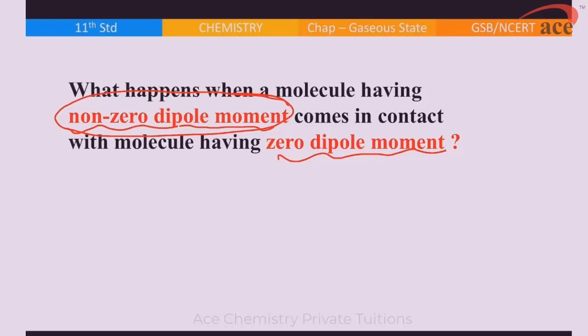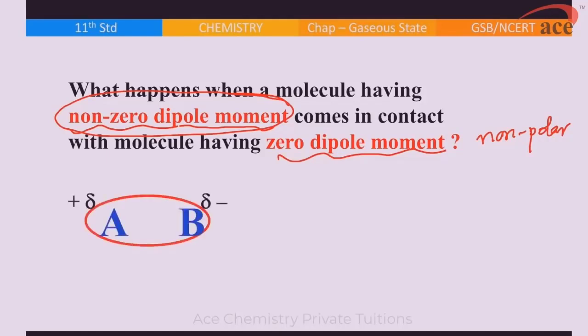the molecule whose dipole moment is zero will be called a non-polar molecule. So basically, when a polar molecule is brought closer to a non-polar molecule, what will happen? Let's check.